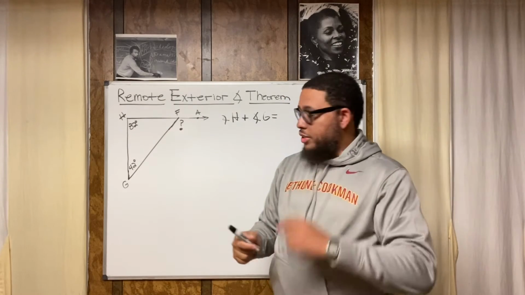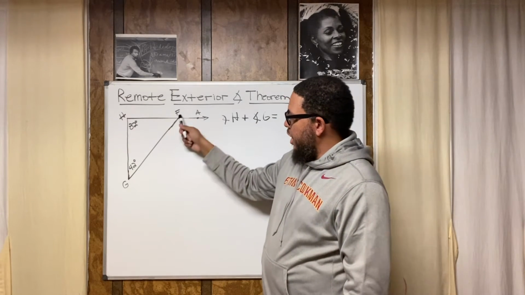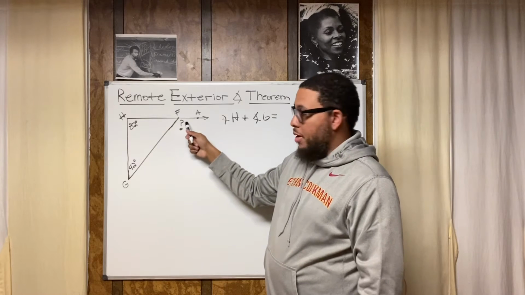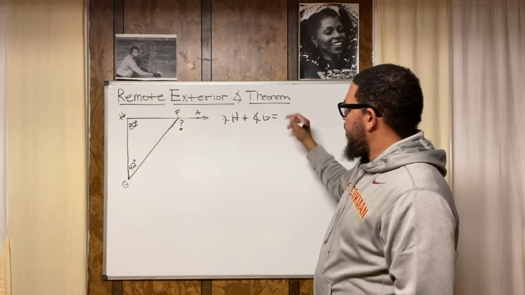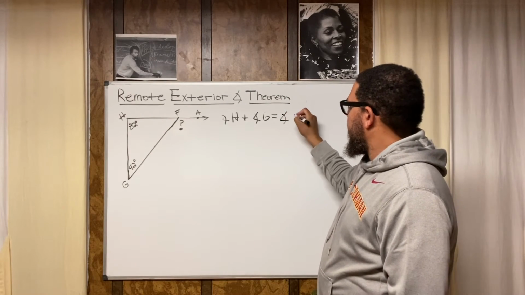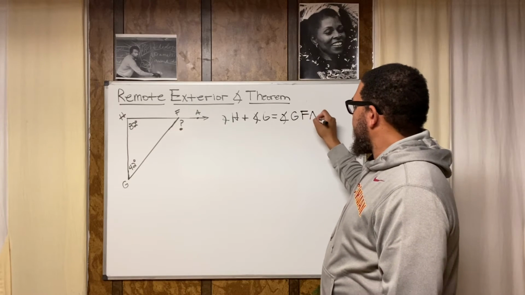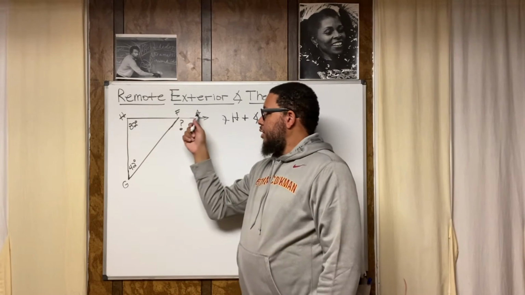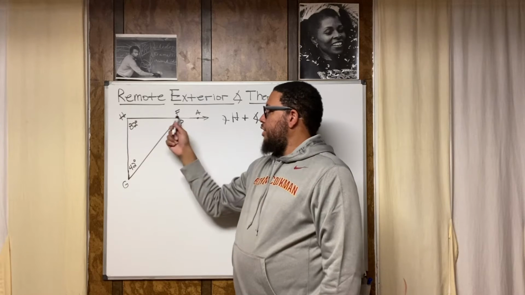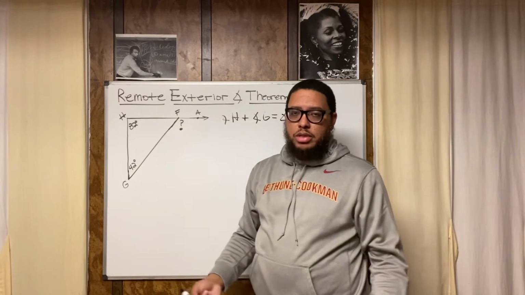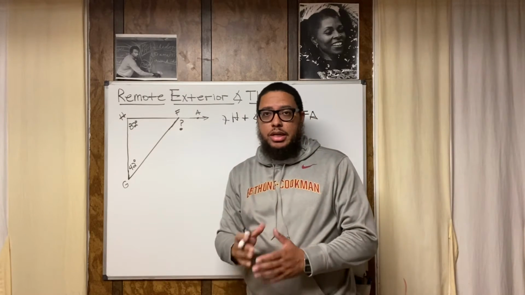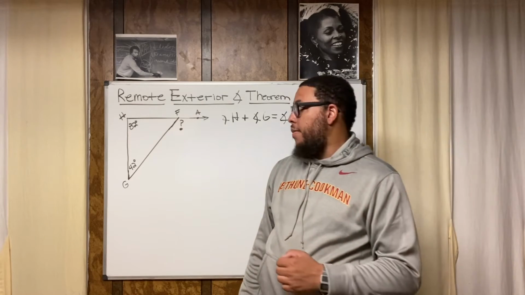F is also the vertex of angle GFA, which is this angle that we're talking about, right? So let me just write that down. Angle GFA. And F is also the vertex of this straight angle, angle HFA, because straight lines are also angles. They have a 180-degree measurement. Straight lines are also angles too, if you don't know that yet, right?